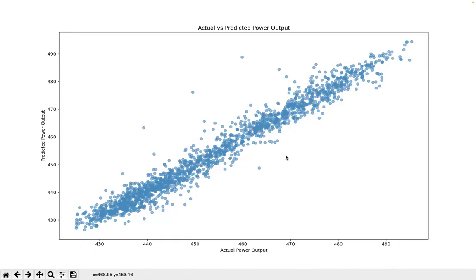So, machine learning can effectively predict power plant energy output using environmental sensor data. Among the models tested, the random forest model provided the best performance, achieving strong predictive accuracy. This demonstrates how machine learning can help optimize and analyze power plant operations.